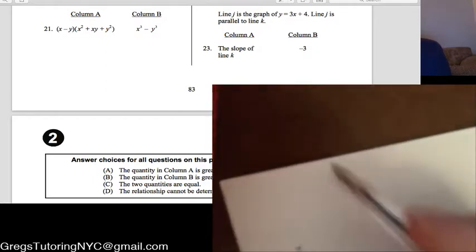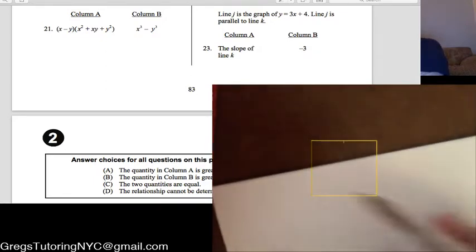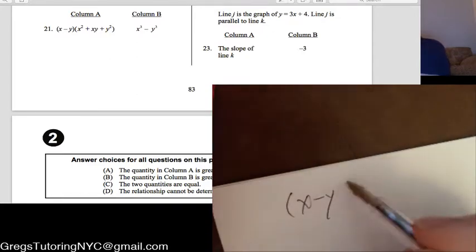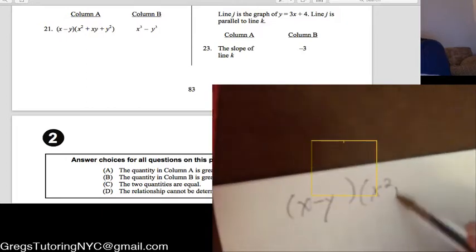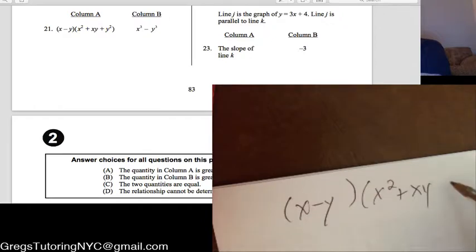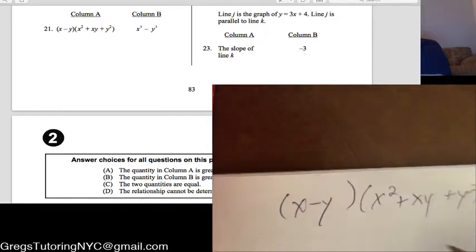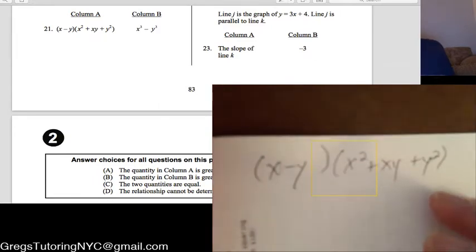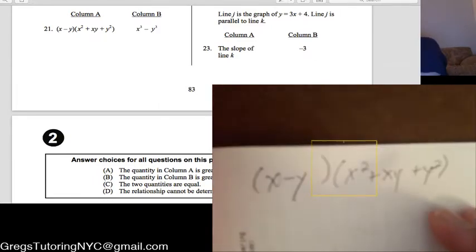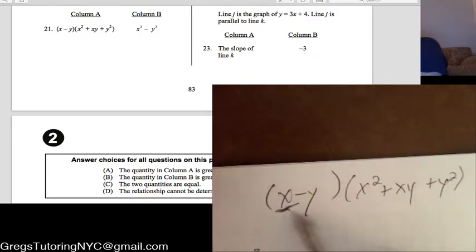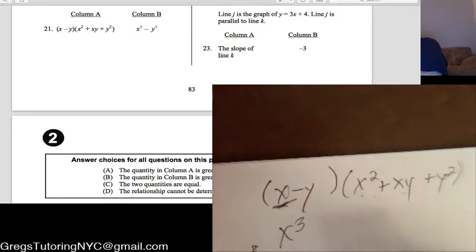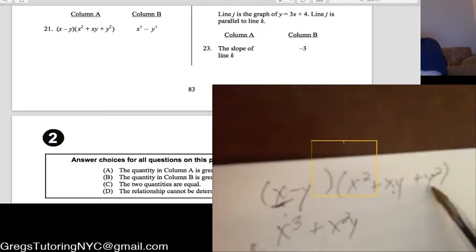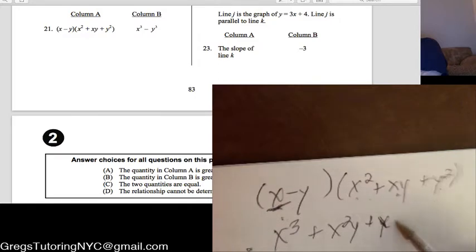Okay? So let's try to bust this down. So we have x minus y times x squared plus xy plus y squared. So what we need to do is rip this apart. Okay? So we're going to take x, and each one at a time, we're going to multiply by that. So x times x squared is x cubed. x times xy is x squared y. x times y squared is x y squared.